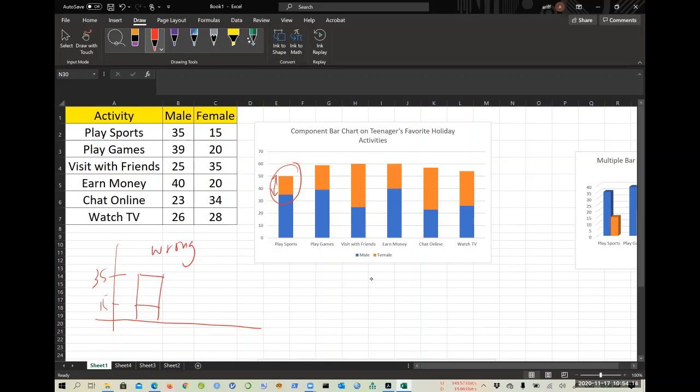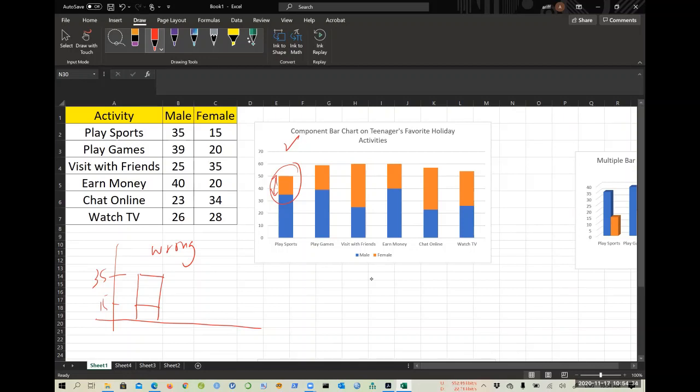Okay. So this is the correct one. All right. So be careful when you deal with stack bar chart. This is the most common mistake done by students. Instead of stacking, they are overlapping. So you have to remember when you talk about component bar chart, you are stacking one on top the other.